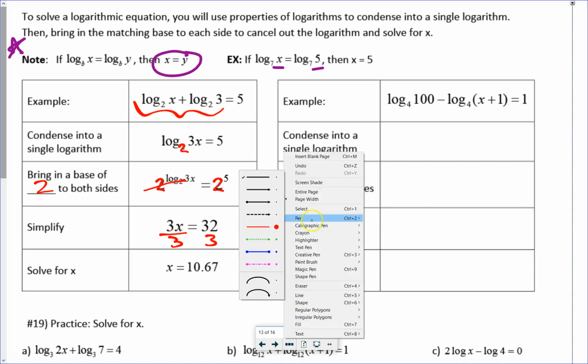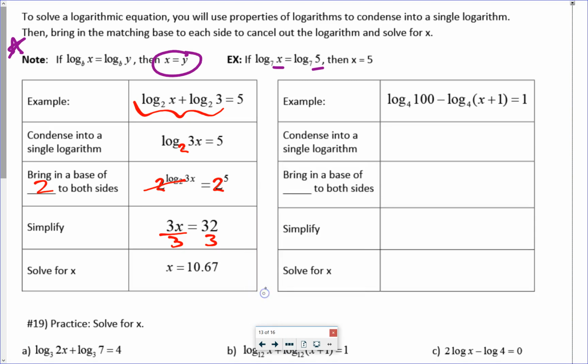Yes, properties are essential. So my other side: log 4 of 100 minus log 4 of x plus 1 equals 1. We have to condense first. You cannot jump into bringing bases. I know you really want to, but you cannot. You have to condense first.